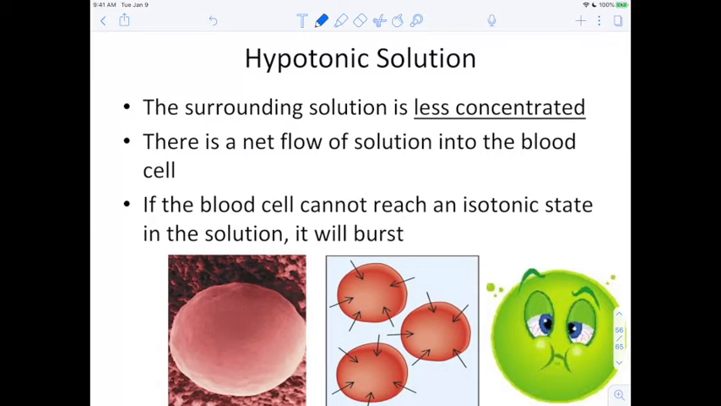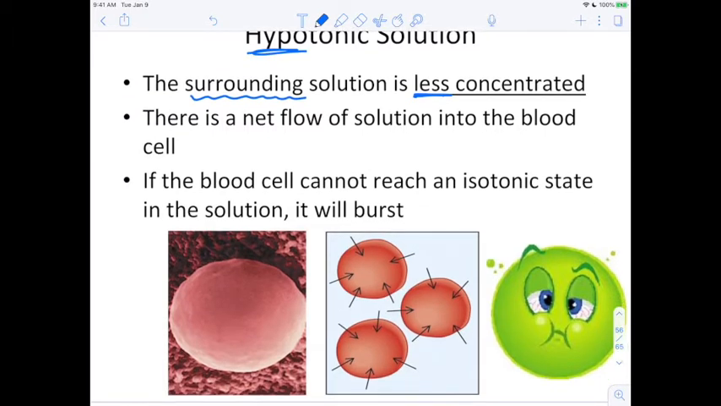So in the hypotonic solution, we are less concentrated outside. So when we talk about isotonic, hypotonic, or hypertonic, we're always talking about the surrounding solution. So hypo means less. If you think of hypoglycemic, that is somebody who has low blood sugar. Hypo always refers to less, and here we're always referring to the surrounding solution. So again, the surrounding solution is less concentrated, and we get a net flow into the cell.